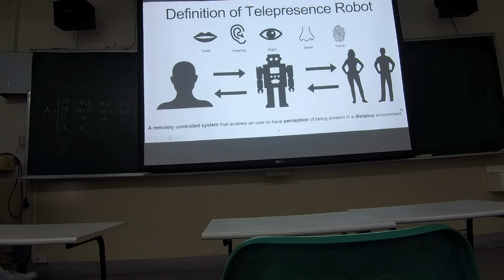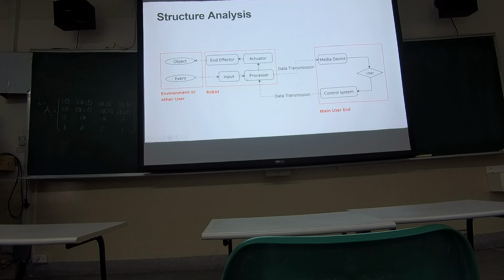Therefore, what if a robot gets involved and becomes the agent between you and the environment remotely? With this concept, we are given a definition: a remotely controlled system that enables a user to have the perception of being present in a distant environment. So with this, we can start to analyze the structure.